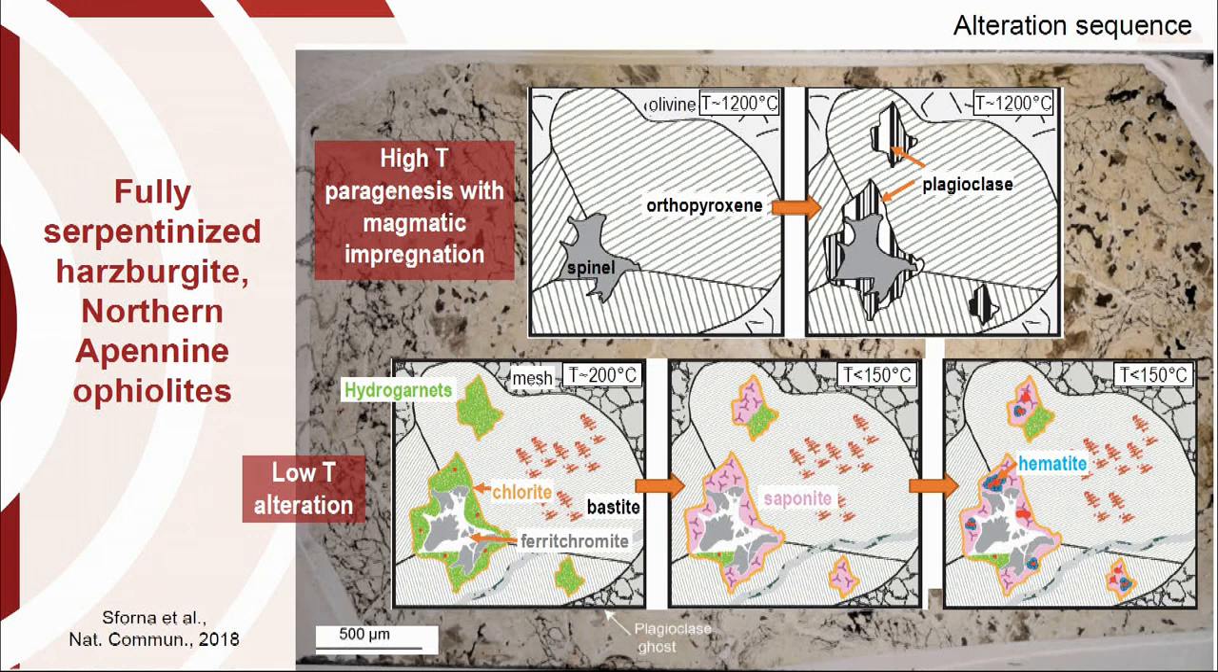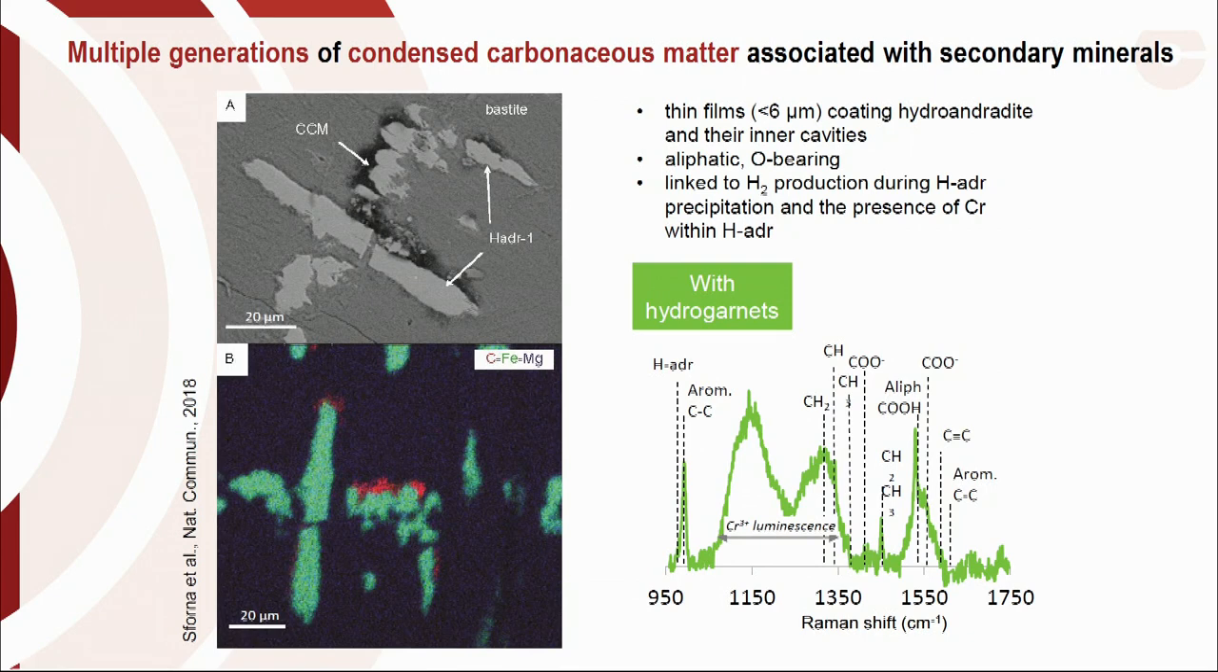And then the spinels, but also the plagioclase, alter into chlorite and ferrochromite, where hydrogarnets were also formed during all these phases. You continue to decrease the temperature, then you form saponite from the former alteration assemblage, and then hematite occurs in this system. Why do I take some time to describe all these different minerals forming these rocks? Because at each stage of the alteration processes, we observe, here thanks to scanning electron microscopy, the formation of carbonaceous matter related to each secondary mineral in this sample.